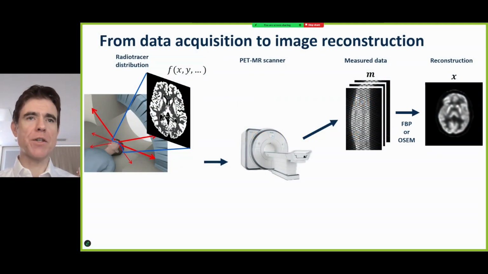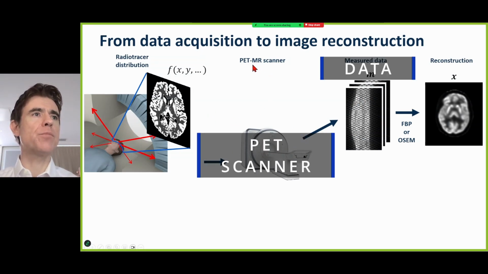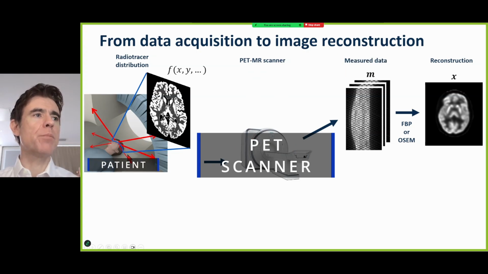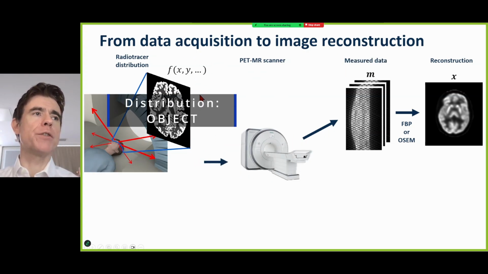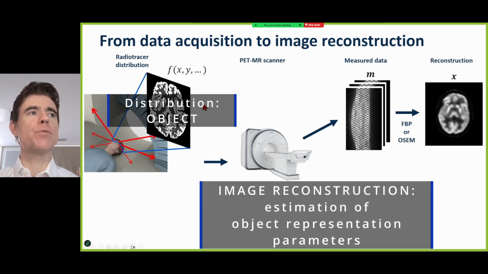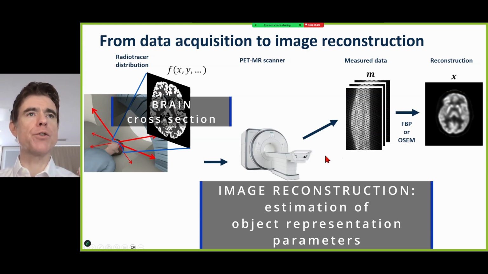So this is the basic situation that we're dealing with. We've acquired data with a PET scanner. This is a PET MR scanner I'm showing here, patient inside the field of view, and we've got some radiotracer distribution, and we're trying to estimate some representation parameters to represent that distribution inside the patient's brain, for example.